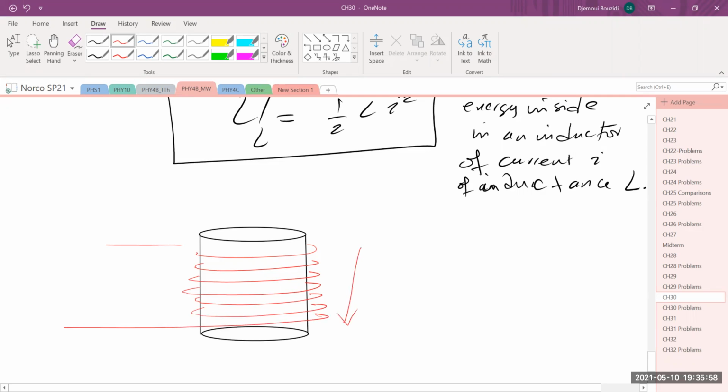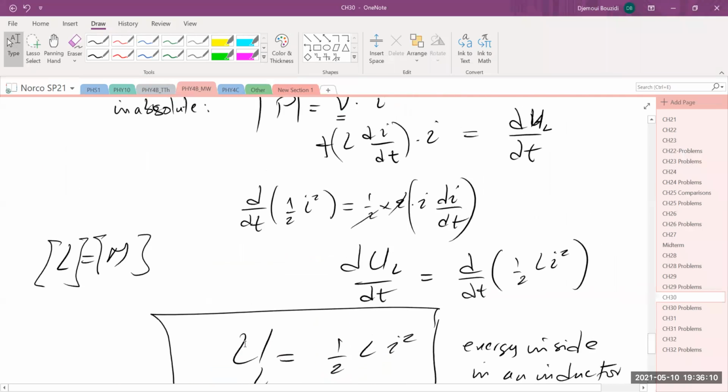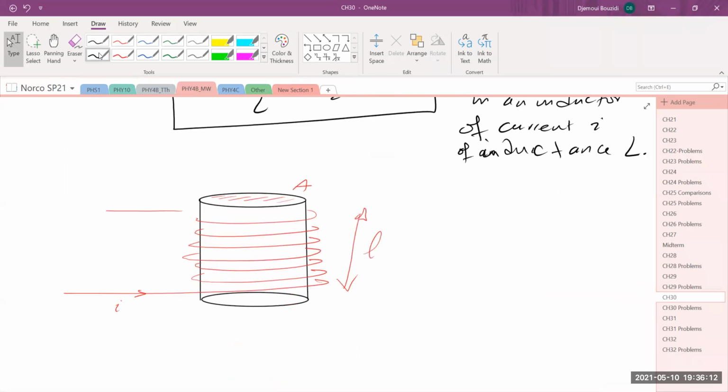So this length is L. This cross section is A. And I have a current I in here. So if I apply the same rules as before, the magnetic field now, according to this expression, B is equal to mu naught. So I have N turns now, because there is no need for N1 and N2, because I only have one type of turns in this case. So it's going to be mu naught N divided by L times the current I. And there is only one current in this case.